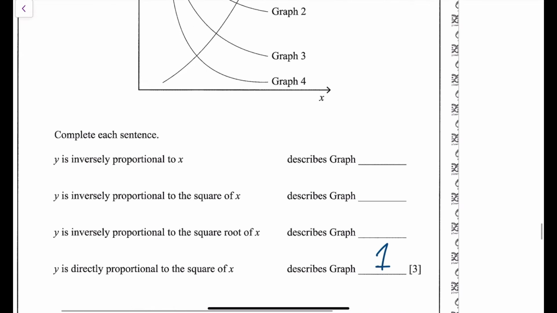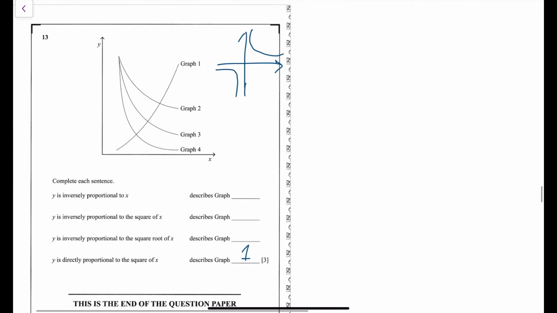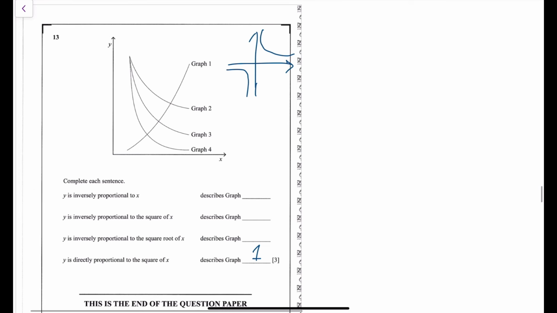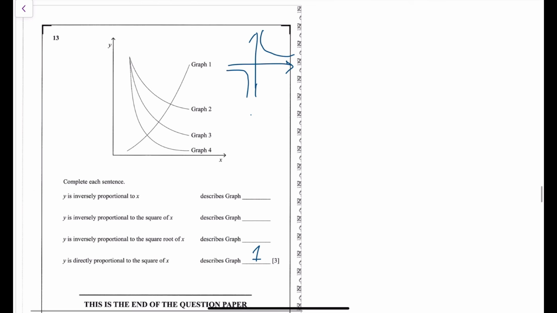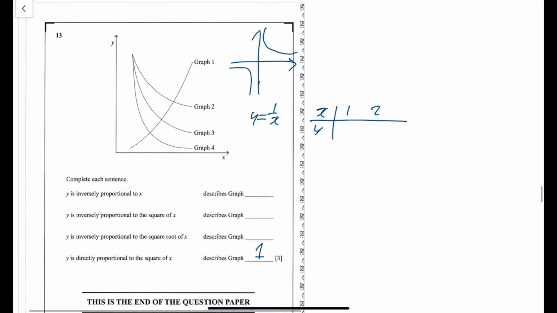Now we've got to think then. It says y is inversely proportional to x. And I'm going to cheat and use a table of values. So I'm going to write down y is equal to 1 over x, and I'll do my table of values. I'm just doing x and my y, and I'll do 1 and 2. That's all I need to do. So x is equal to 1, y is equal to 1 over 1, which is 1. x is equal to 2, it's equal to a half.